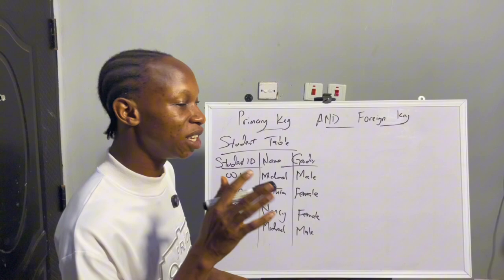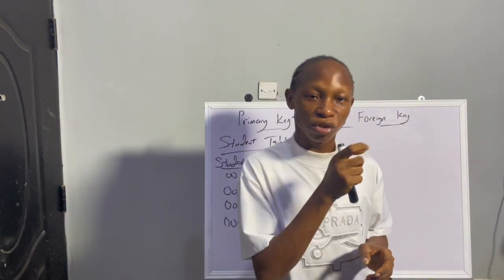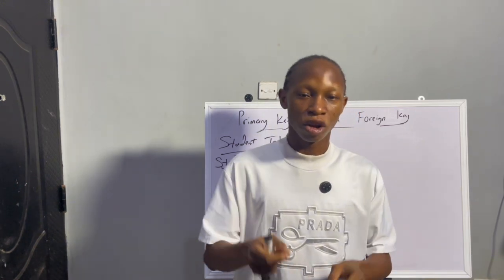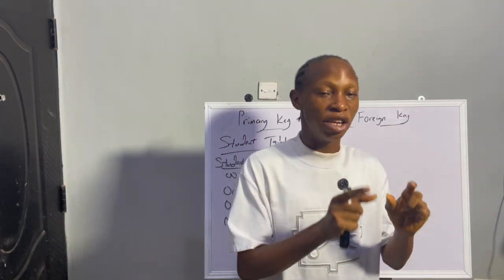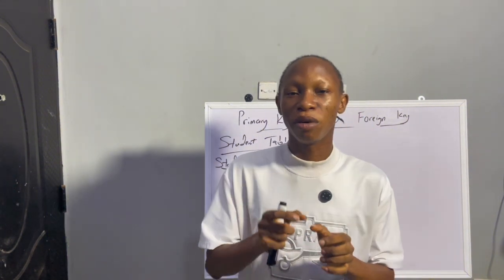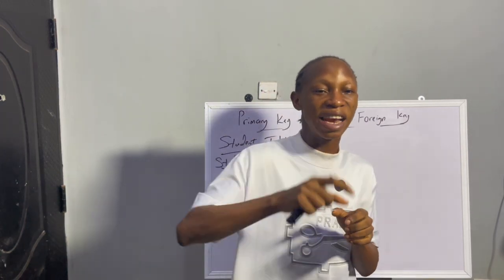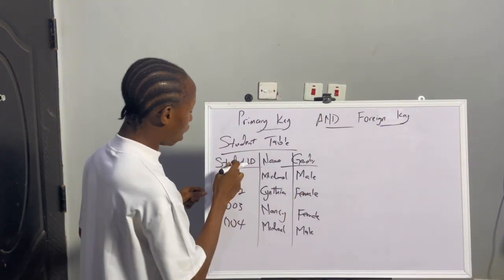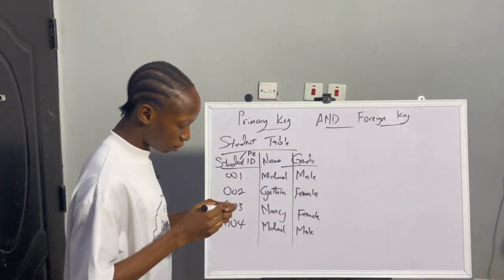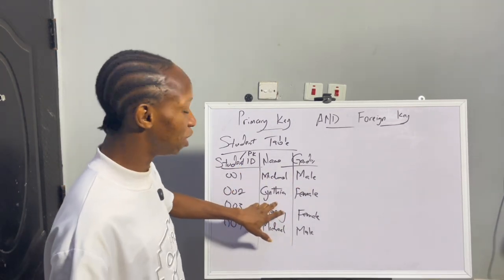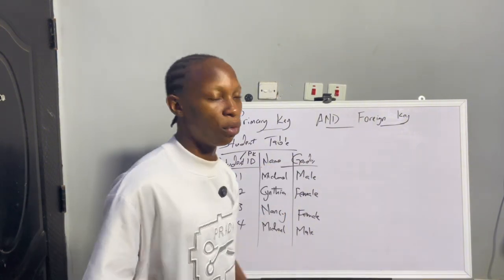So it is possible to have three male, it's possible to have four female, but it is impossible, unless there is an error somewhere, for students to have the same ID. Each student is meant to have a unique number assigned to them, which is called student ID. So it is only from that student ID that we can uniquely identify each student in the school. That's why our student ID is going to be our primary key. Since that's the only column that we can use to uniquely identify the records in this table, it is our primary key.